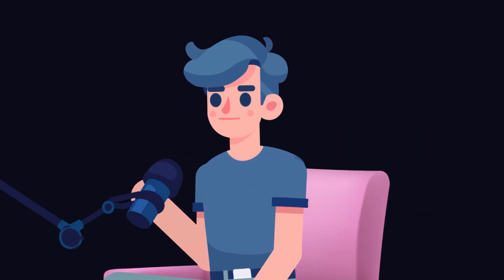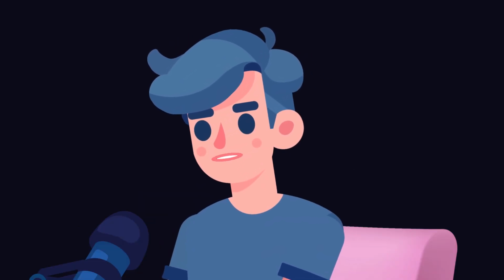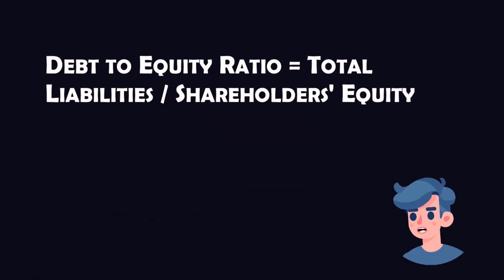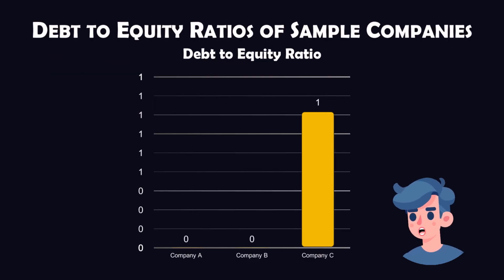Now, we'll discuss solvency ratios, which measure a company's ability to meet its long-term obligations. The debt-to-equity ratio is a key solvency ratio. It is calculated by dividing total liabilities by shareholders' equity. For instance, if a company has total liabilities of $300,000 and shareholders' equity of $400,000, the debt-to-equity ratio would be 0.75. Here's a graph showing the debt-to-equity ratios of our sample companies.